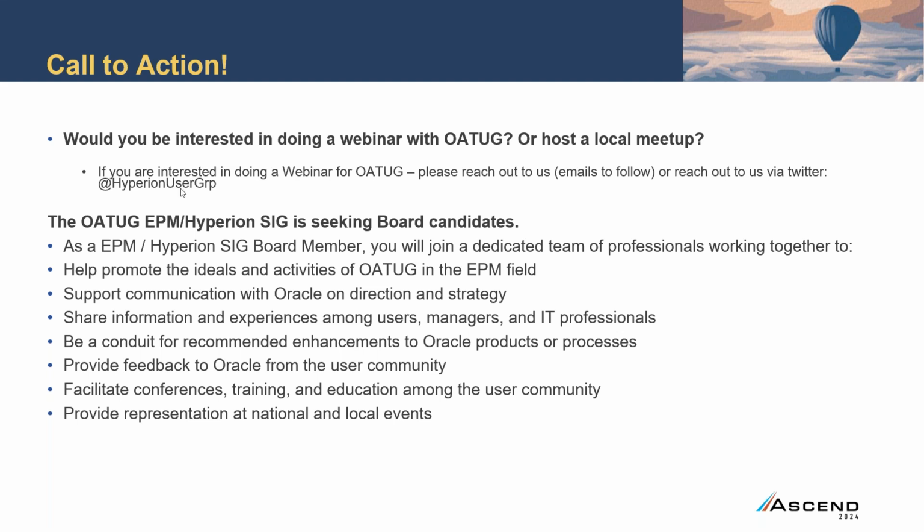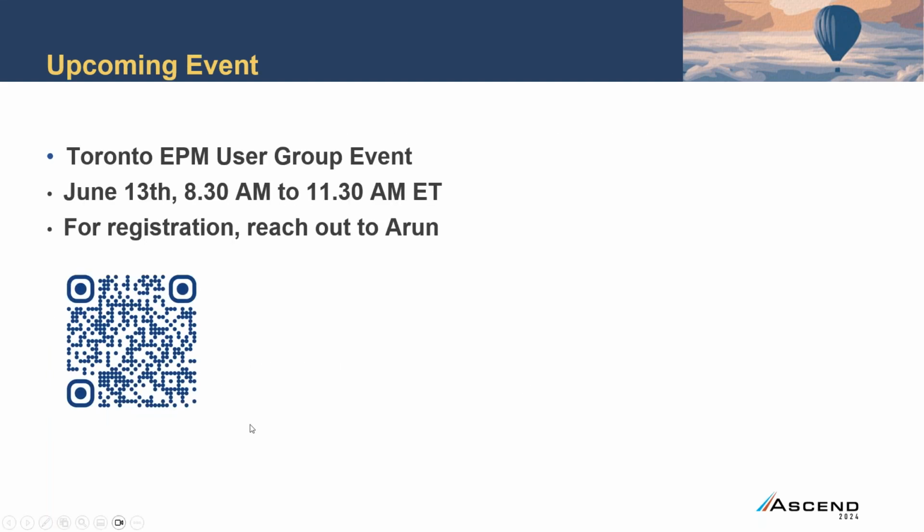All right, last, we have an EPM user group event happening on June 13th, 8:30 a.m. to 11:30 a.m. Eastern. It's based in Toronto, so folks who are in the Toronto area, please feel free to reach out to me or Asmat or Harsh or Dan. We consider Dan to be part of Toronto now. So reach out to us and we can help you with the registration. It's on June 13th, 8:30 a.m. to 11:30 a.m. Eastern.